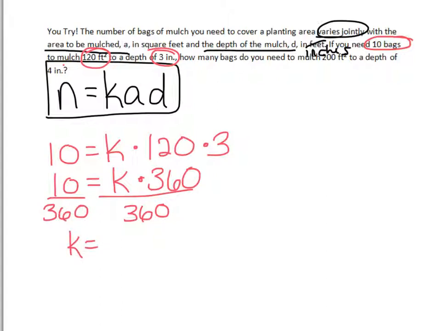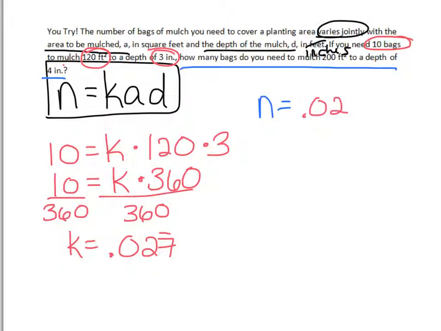So K should equal 0.027 repeating. So now we use the next part of the information to find the answer. So we're finding the number of bags, so n equals k, which is your 0.027. The formula then talks about area. Well, it's 200 this time. And then d for depth, which this time is 4. So we can just simply multiply this straight across, and you should have gotten n equals 22.2.